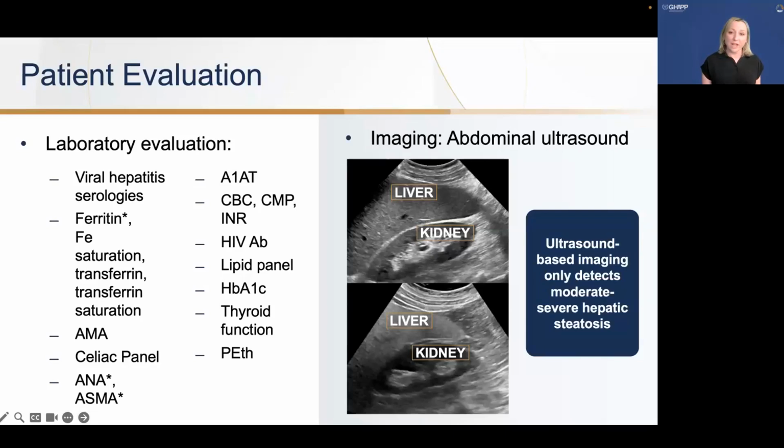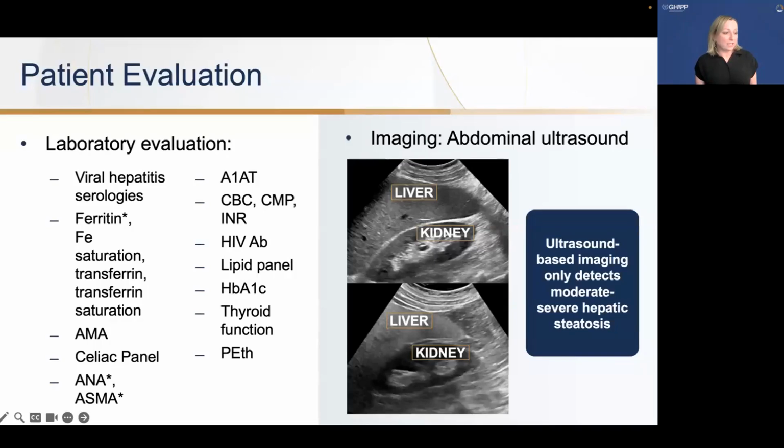So you want to evaluate for viral hepatitis serologies, iron markers to screen for iron overload or hemochromatosis, and autoimmune markers that could suggest autoimmune hepatitis, including AMA, ANA, and ASMA. The celiac panel to screen for any malnutrition that may be causing steatosis. Alpha-1 antitrypsin level, which screens for A1AT deficiency. And of course, CBC, CMP, and INR if you're concerned for advanced fibrosis. This is what you would use to calculate a MELD score, which is helpful in the prognosis of liver disease.